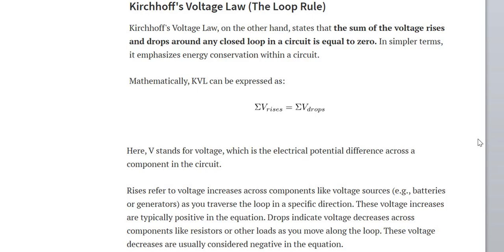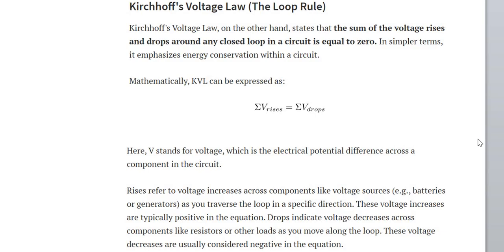Mathematically, Kirchhoff's voltage law can be expressed as the summation of potential rises is equal to the summation of potential drops. Here, V stands for voltage, which is the electric potential difference across a component in the circuit. Rises refer to voltage increases across components like voltage sources, for example batteries or generators. These voltage increases are typically positive in the equation.